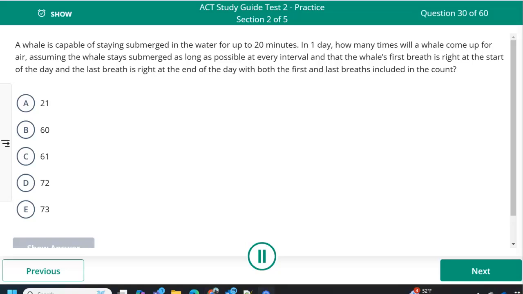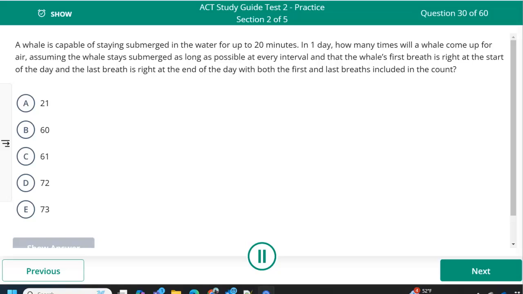All right, so a whale is capable of staying submerged in the water for up to 20 minutes. In one day, how many times will a whale come up for air? Assuming the whale stays submerged as long as possible at every interval, and that the whale's first breath is right at the start of the day and the last breath is right at the end of the day. First and last breaths are included in the count. Okay, so I think we're going to assume that taking a breath takes no time at all. The first breath is included, all right?